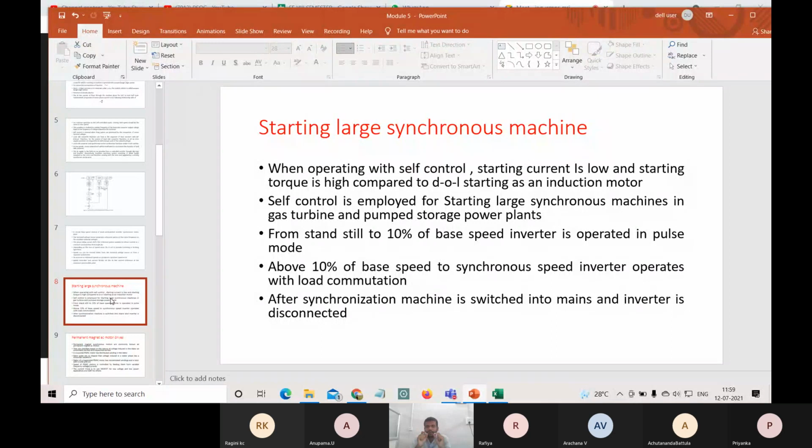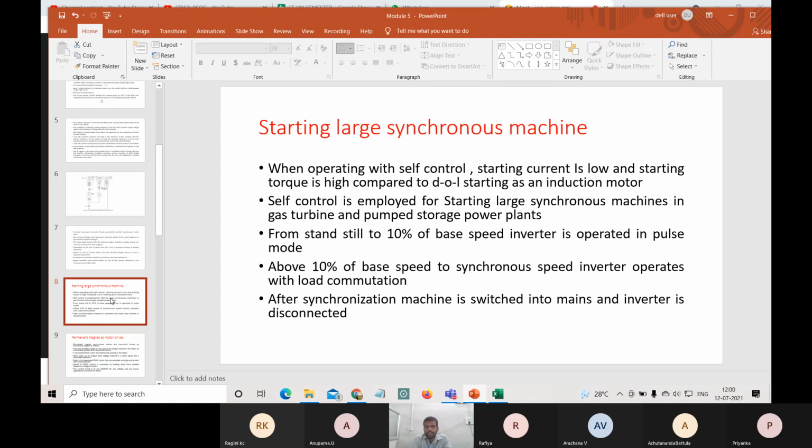If you are operating the machine between zero speed and below 10% of the base speed, the operation is done in the pulsed mode of operation. In the pulsed mode, you cannot get the desired amount of voltage in order to commutate our inverter. So to get enough voltage to commutate the inverter, you have to operate at more than 10% of the base speed.